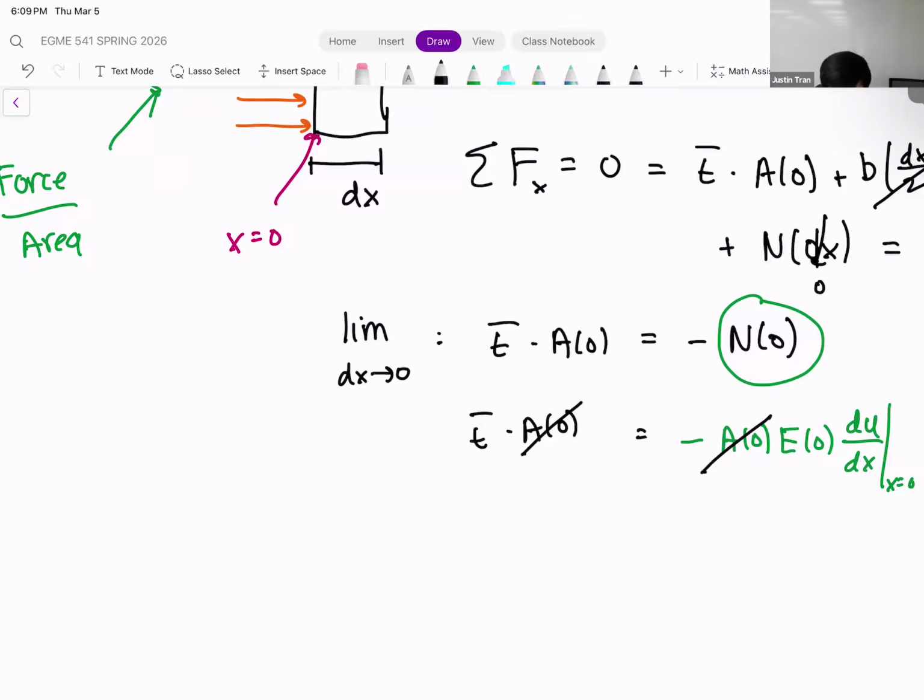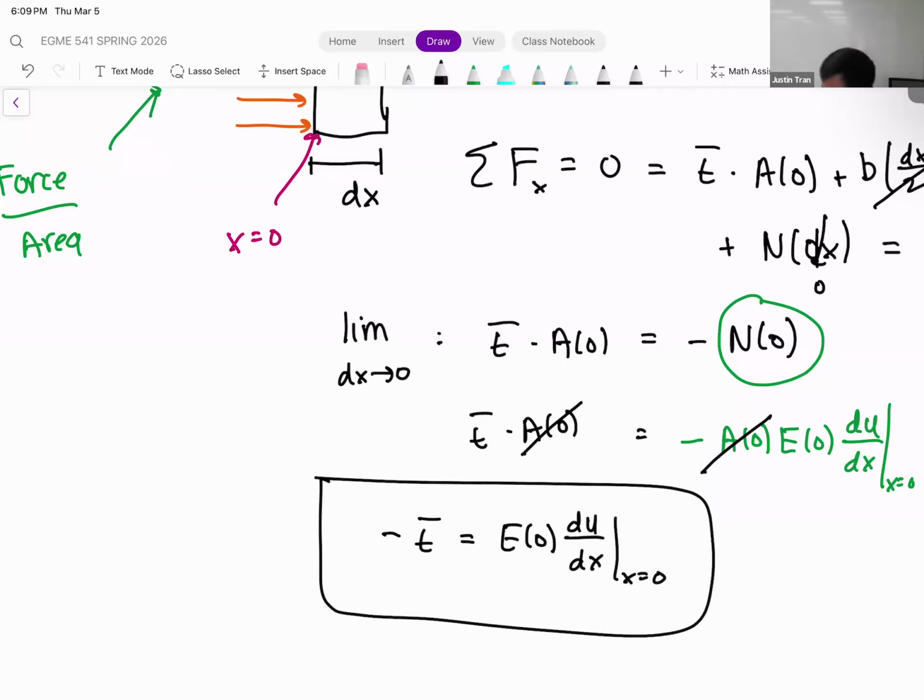And what we have eventually here is an expression for the boundary condition on the left-hand side. So we have t bar, or actually let's move the negative to the other side. So we have negative t bar is equal to e of 0 multiplied by du dx at x equal to 0. So that right there is a mathematical expression that relates the compressive stress boundary condition to our deformation at x equal to 0.